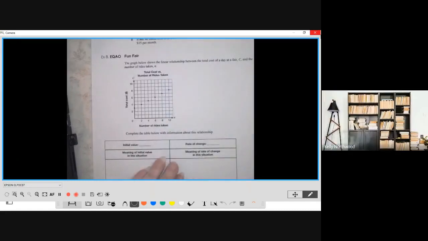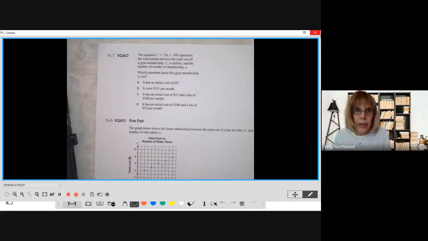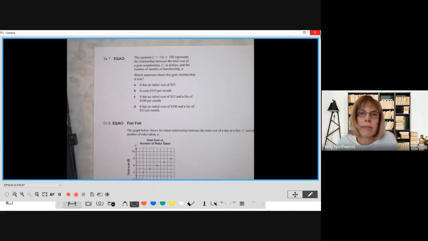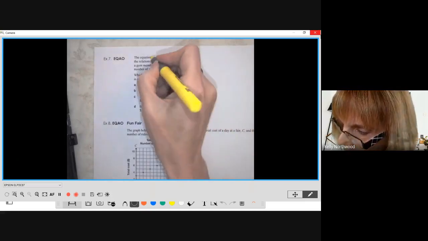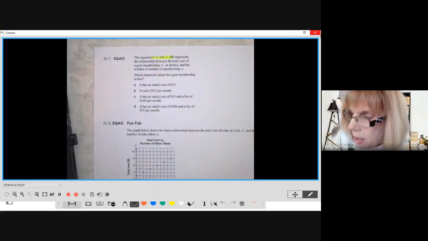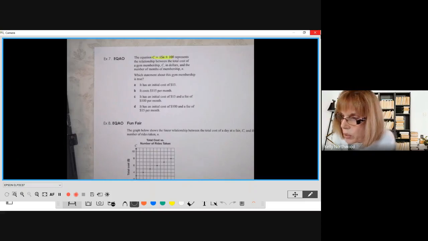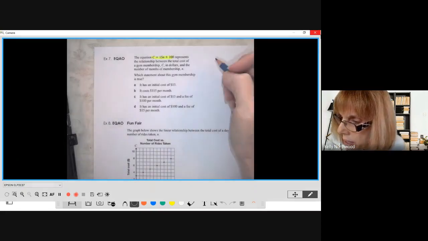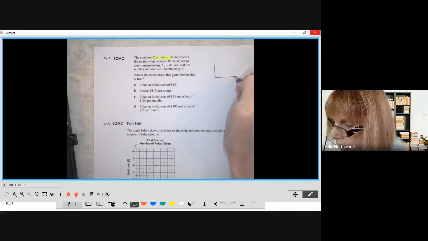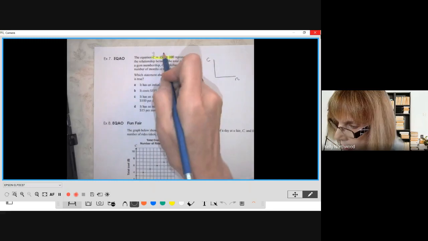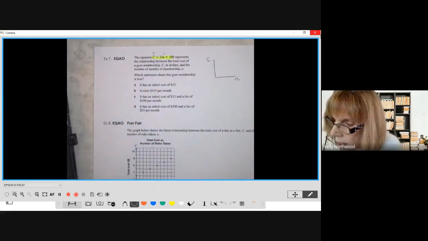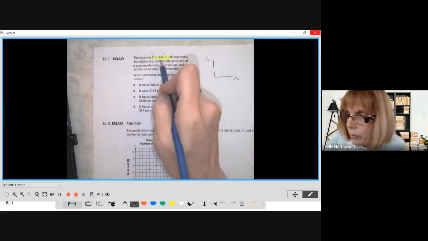Okay, example 7. I just clipped it right from EQAO. It's a multiple choice question. The equation C equals 15n plus 100 represents the relationship between the total cost of a gym membership, C, in dollars. So I'd probably be thinking to myself, this is C and this is N, because this is like Y and that's like X. In dollars, and the number of months of membership N. Which statement about this gym membership is true?